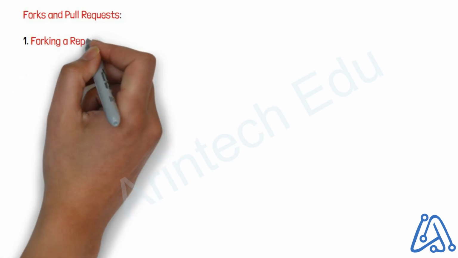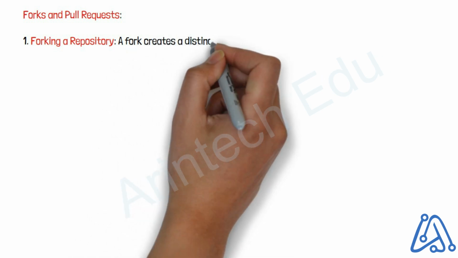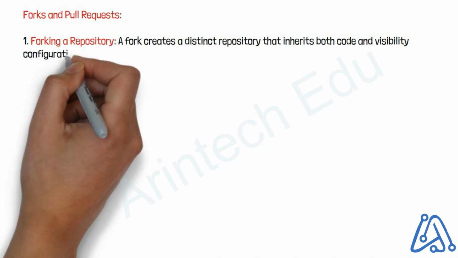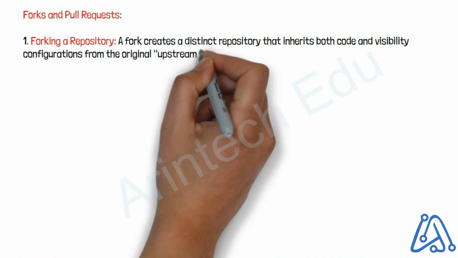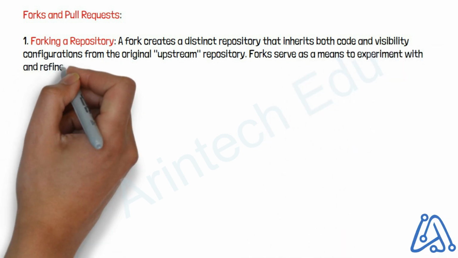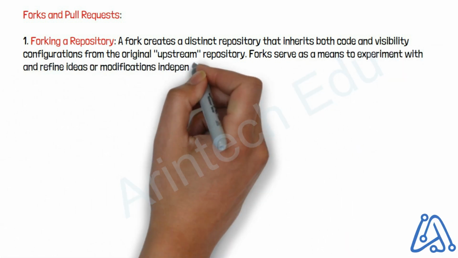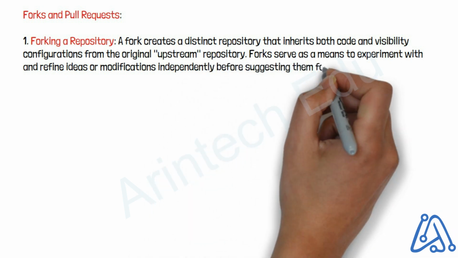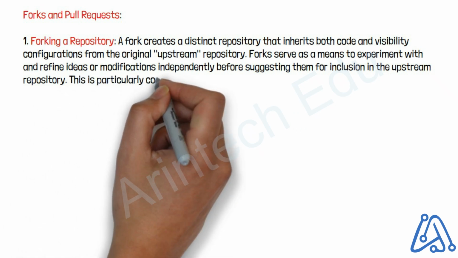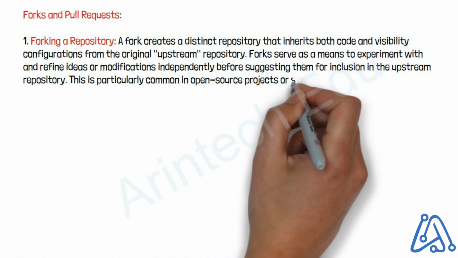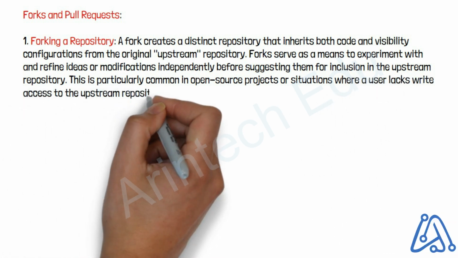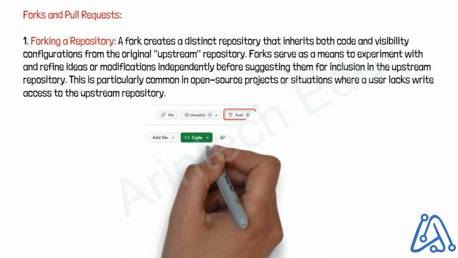Forks and pull requests. 1. Forking a repository. A fork creates a distinct repository that inherits both code and visibility configurations from the original upstream repository. Forks serve as a means to experiment with and refine ideas or modifications independently before suggesting them for inclusion in the upstream repository. This is particularly common in open-source projects or situations where a user lacks write access to the upstream repository.